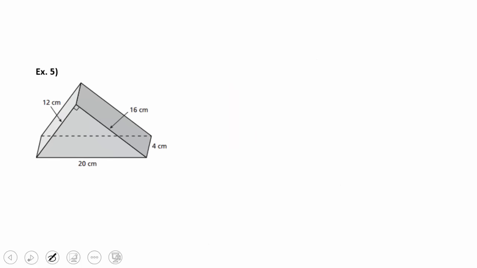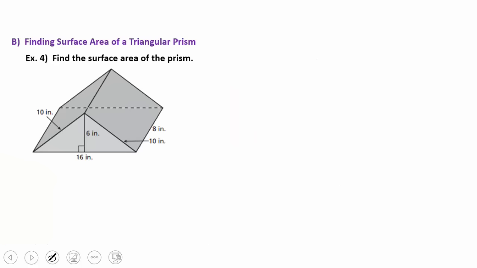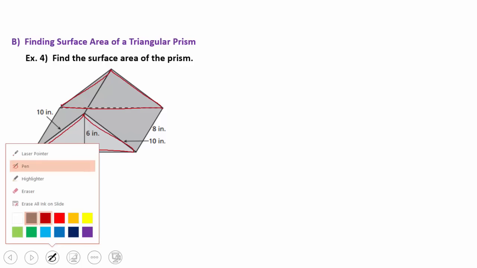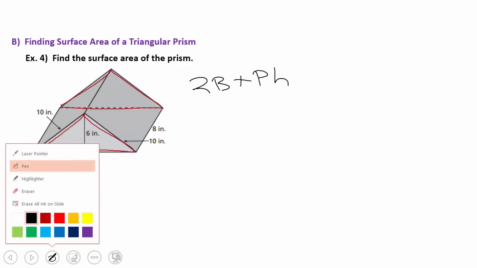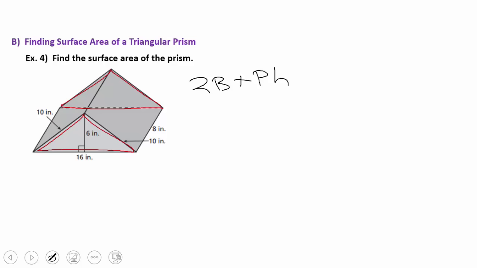Here we go. I always love to highlight the base. So here I have the base right here. It's a triangle. I recognize it. And the other triangle is back there. So I'm going to go with 2 times area of the base plus the perimeter times the height. And I'm going to say, hey, the base, it's a triangle. I got 16 for the base and 6 for the height. So this is going to be 2 times 16 times 6 divided by 2.